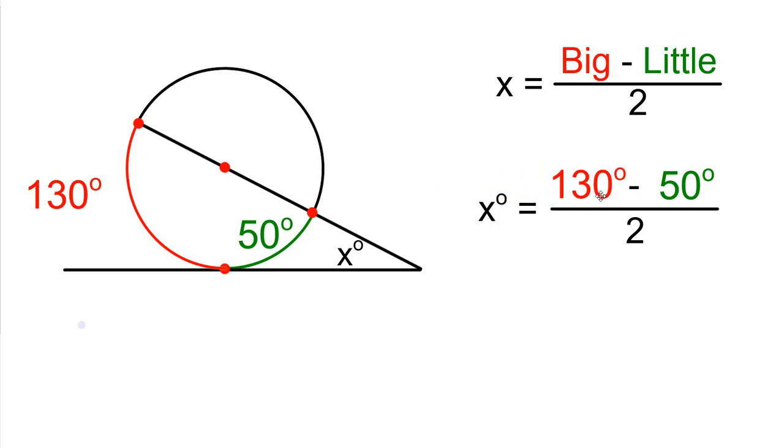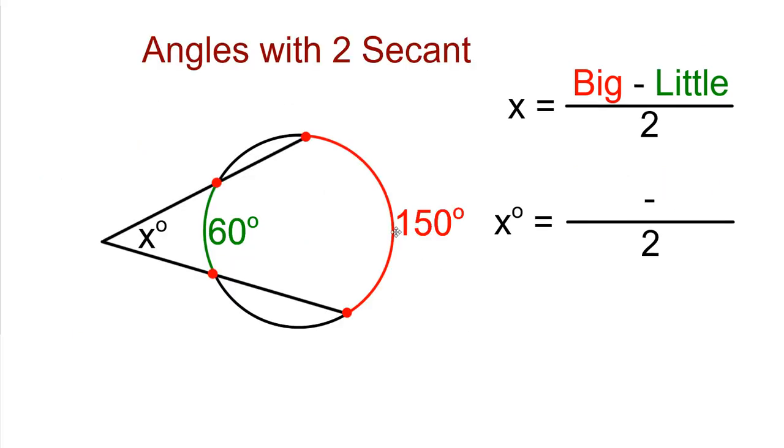Now when we put it in the formula, 130 minus 50 is 80, divided by 2 is going to leave us with 40. So this angle here is 40. All right, secant angles formed by two secants.